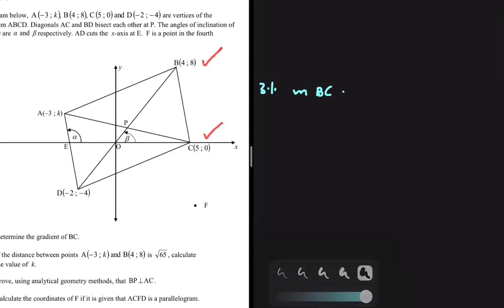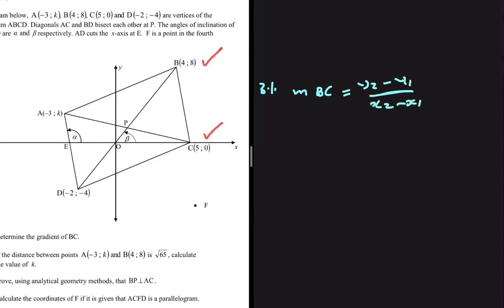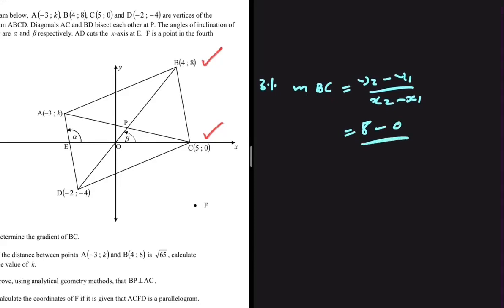So the gradient of BC will be equals to y2 minus y1 divided by x2 minus x1. So let's take B as our second point. If we do that, the value of y2 will be 8 minus the value of y1, which is going to be 0, divided by the value of x2, which is 4, minus the value of x1, which is 5. So we have 8 divided by minus 1, which is equals to minus 8. So that is the gradient of BC.